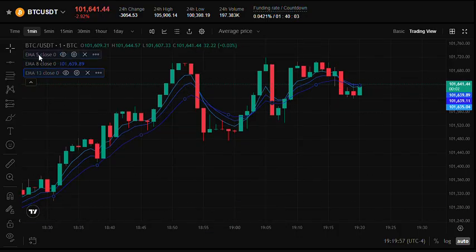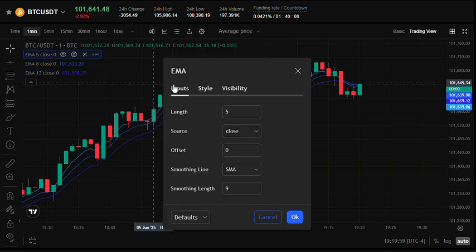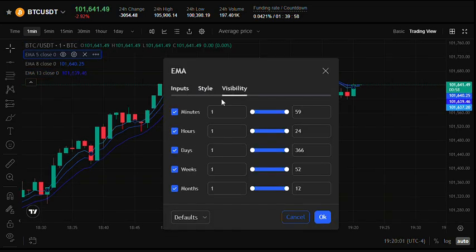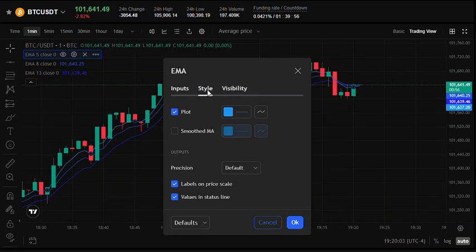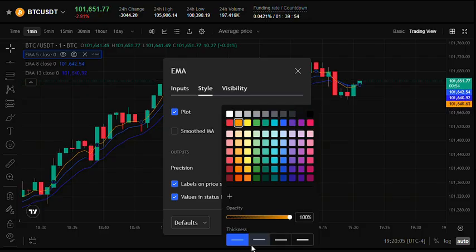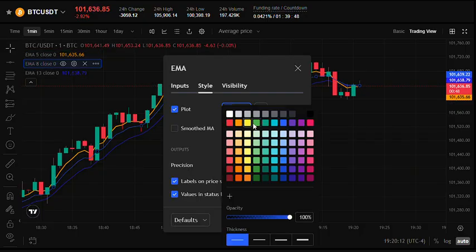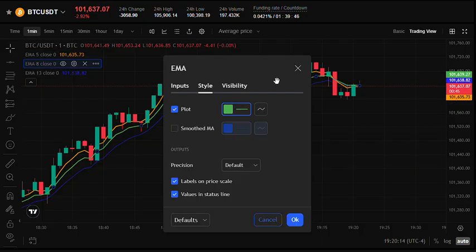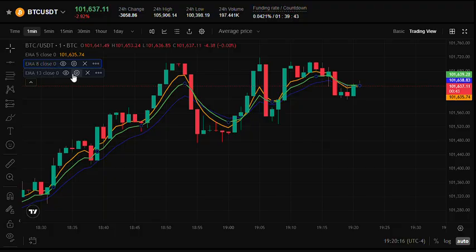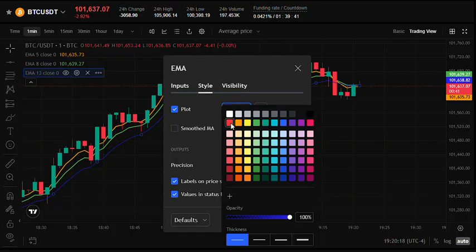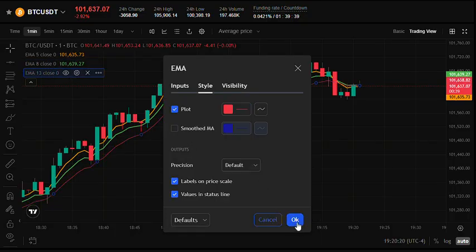Now, I like to set the 5 EMA, you can set it to whatever you want. I tend to set it to gold, and I increase the line. Okay. I set the 8 at green because this is going to be our buy signal indicator. I set the 13 at red because this is going to be our sell signal indicator.